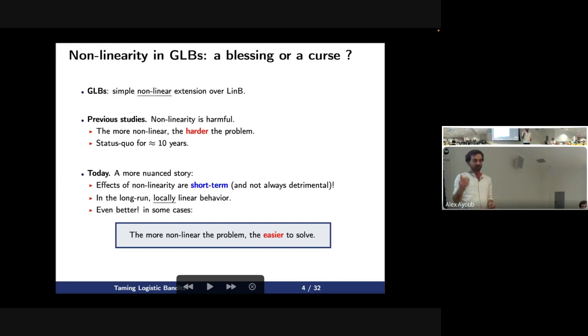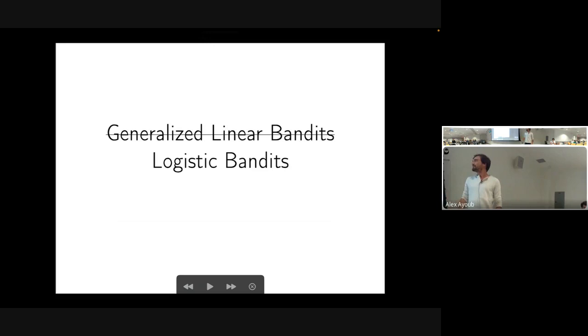Okay, so generalized linear bandits. I'm not going to do a presentation for generalized linear bandits. I'm going to do a presentation for logistic bandits. It's a member within this family, a very useful member. What I'm going to say, though, can be extended to other members of the generalized linear bandit family, all the ones that are self-concordant, and I know that people are working on that here. But okay, limiting myself to logistic bandits.